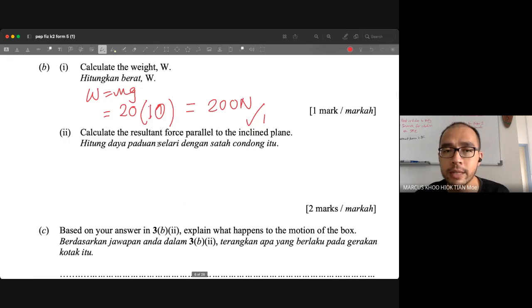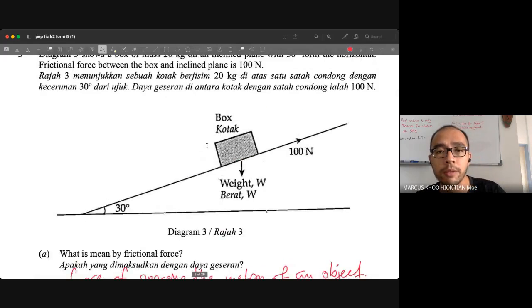Now, calculate the resultant force parallel to the inclined plane. Let's take a moment to remember what happens on the inclined plane. There is always the weight over here, and because of that, there is always a normal force. Remember that the normal force is always perpendicular to the plane. Normal force is always 90 degrees to the plane, not to the weight. Always to the plane.